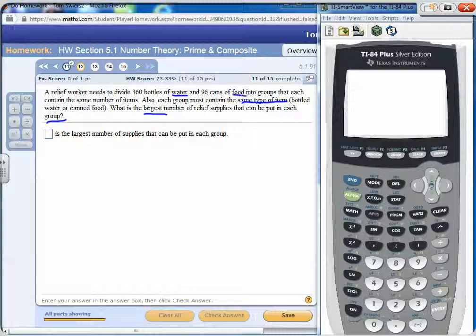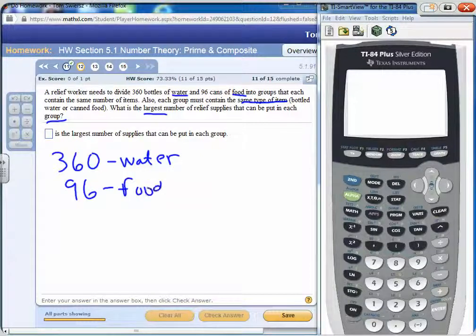So basically, if you've got 360 bottles of water and you've got 96 cans of food, you want to find the largest number that can be put in each group without having a remainder. And basically, that's the largest number that divides both 360 and 96. So that is simply the greatest common divisor.